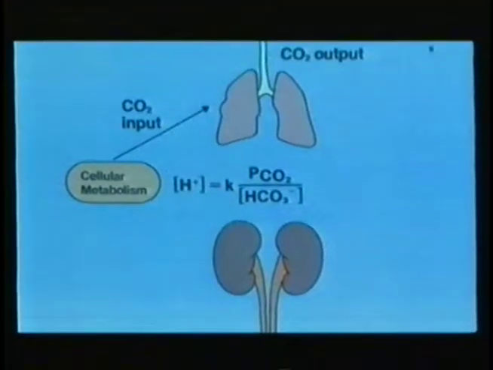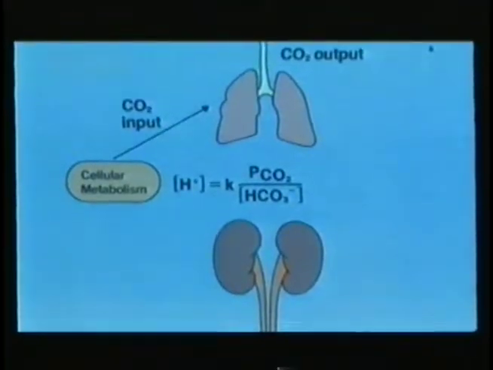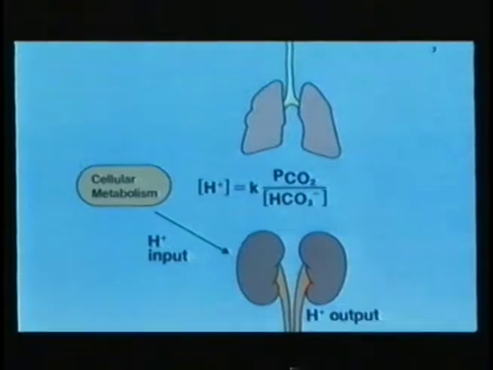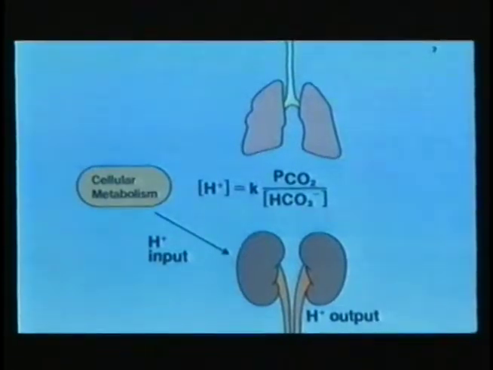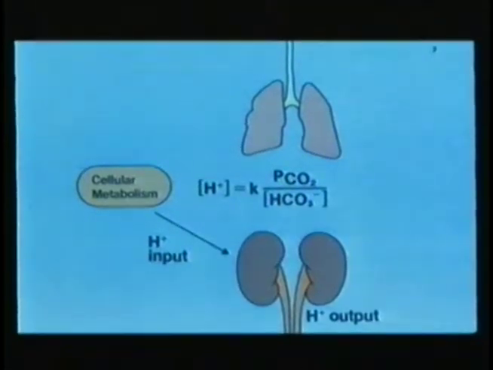6. The pressure of CO2 in the blood is a function of CO2 production from cellular metabolism and CO2 elimination by the lungs. PCO2 is regulated by the respiratory control system. 7. Bicarbonate concentration in the blood is a function of the relationship between hydrogen ion input from cellular metabolism and hydrogen ion output by the kidney. Bicarbonate ion concentration in body fluids is regulated by the renal system.